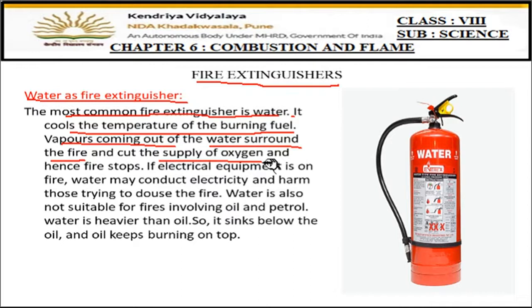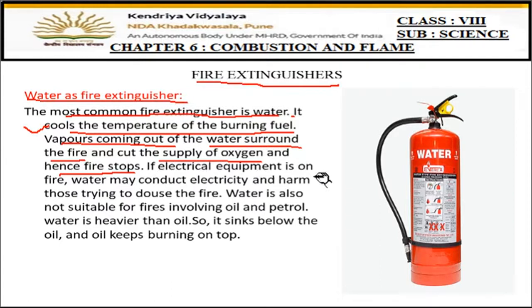Fine. So we have learned three techniques in the last video for how fire can be controlled. First, remove the burning fuel from the place; second, cool down its temperature; and third, cut the supply of oxygen. So water in this case is doing two of those three things: it cools the burning fuel, and the vapors which come out cut the supply of oxygen, and hence finally the fire stops. That is why water is used as a fire extinguisher.